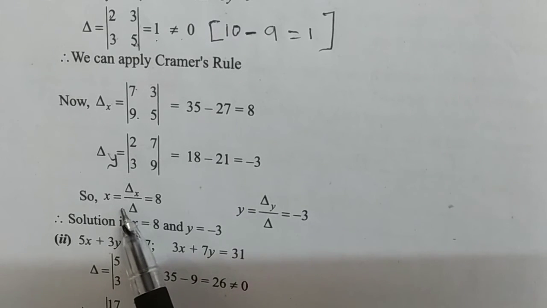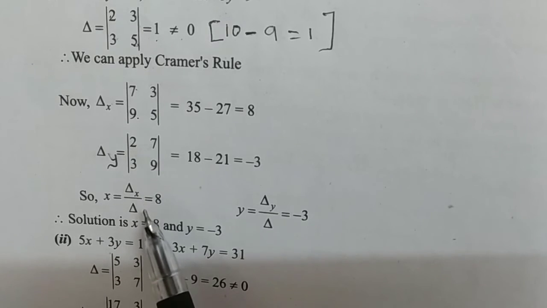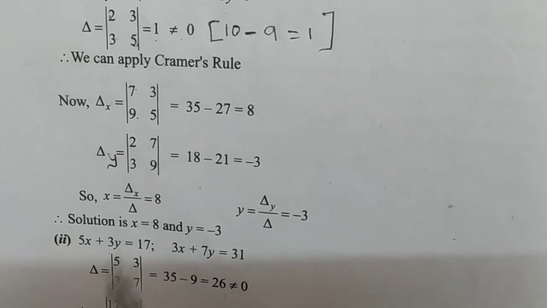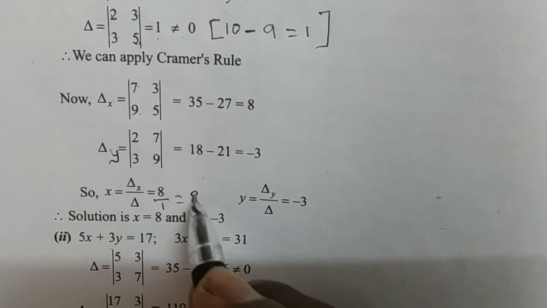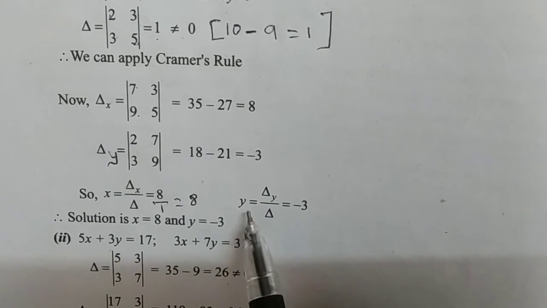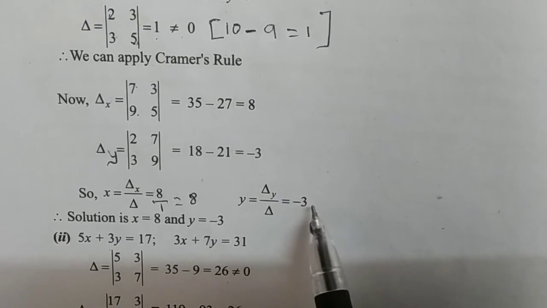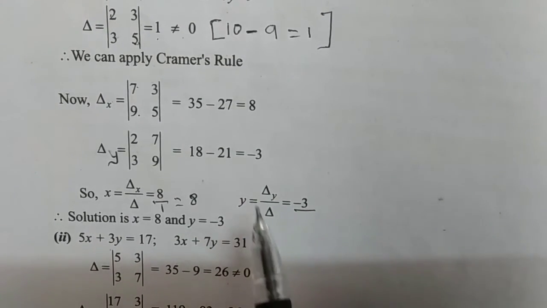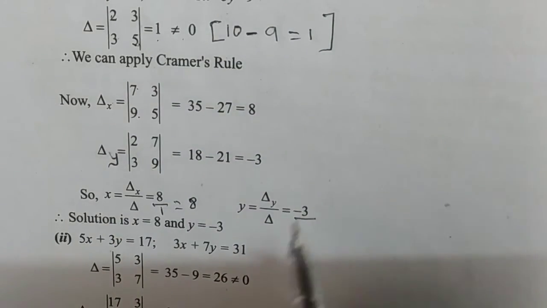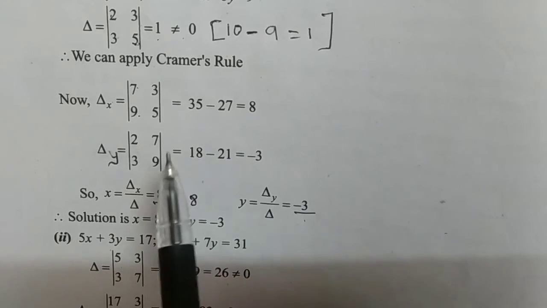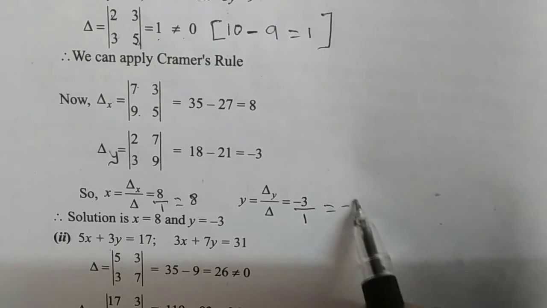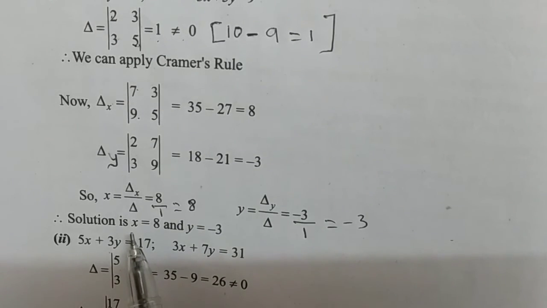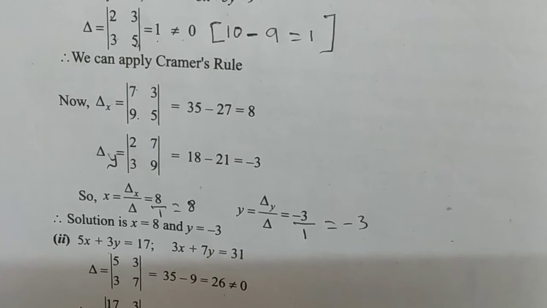So x is equal to, we know the rule, delta x divided by delta. Delta x is 8 and delta is 1. 8 divided by 1 equals 8. Similarly for y, delta y is minus 3, divided by delta, which equals 1. Minus 3 divided by 1 equals minus 3. So we get x equal to 8 and y equal to minus 3.